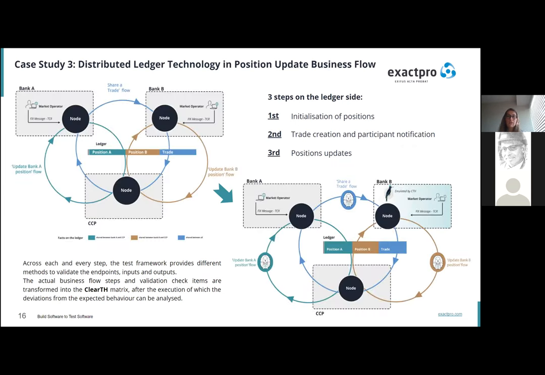The last two case studies are more examples of functional testing of distributed apps, in contrast to testing the network plumbing itself. So in this case, our test tool was adapted to simulation of nodes for the trade reconciliation and position update business flow. As you can see, it's for two parties and a CCP. For this scenario, of course, this is a much simpler case. And in this example, testing was orchestrated using just ExecPro test tools. Some of the framework components emulated the nodes. Some of them triggered some actions through RPC calls, and some performed checks on the ledger.